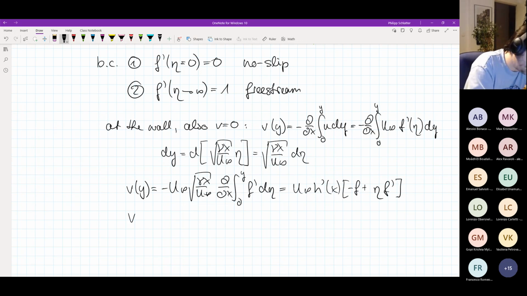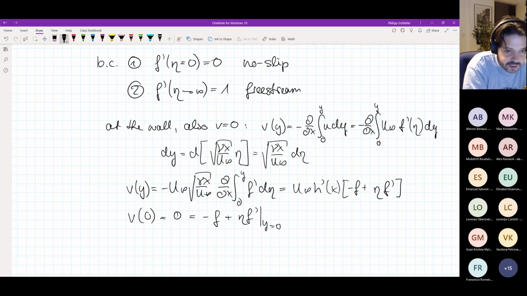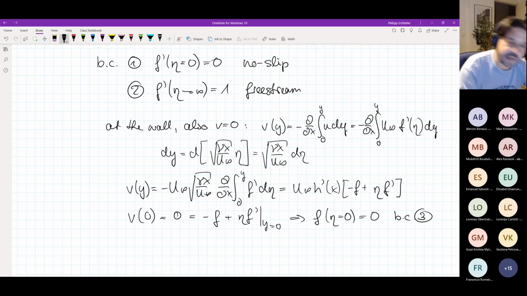Of course, with this now we know that we can evaluate v of 0, which needs to be 0. That's the no slip boundary condition. And of course, this becomes now in light of this that minus f plus eta times f prime at y being 0 should be 0. Eta is 0, so f prime doesn't matter. So at the end of the day, this just means that f at eta being 0 needs to be 0. And that is now the third boundary condition. And now we're happy. Now we actually have a third order differential equation with 3 boundary conditions.